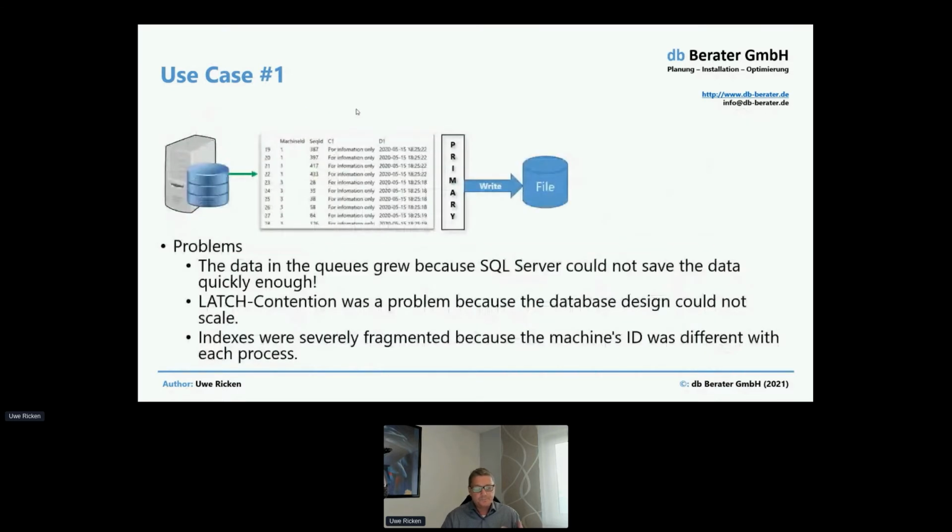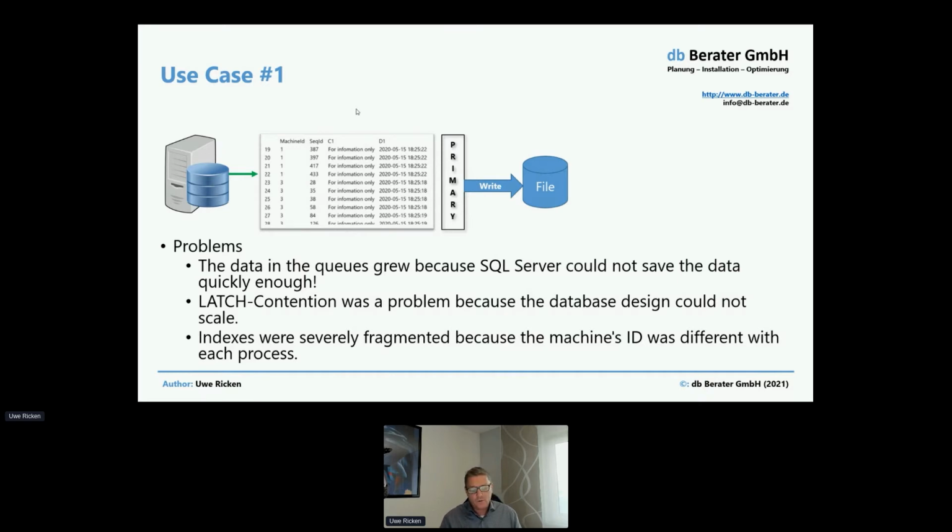And so one of the problems they had was the design of the tables where they stored the Q&A results. What you can see here is a machine ID, which represents the production machine. Then you will see a date, when this Q&A happened, and the column C1 where we store this information.